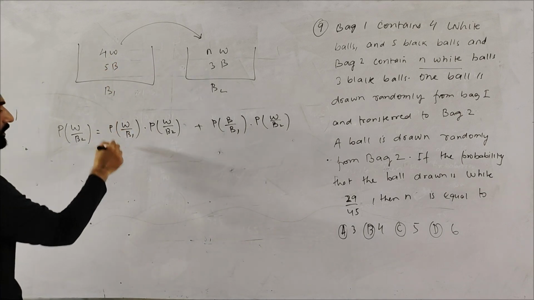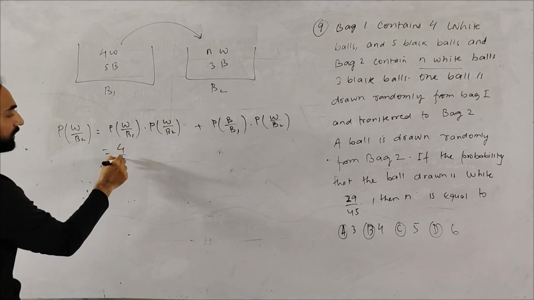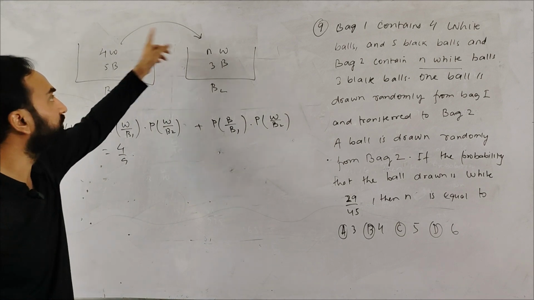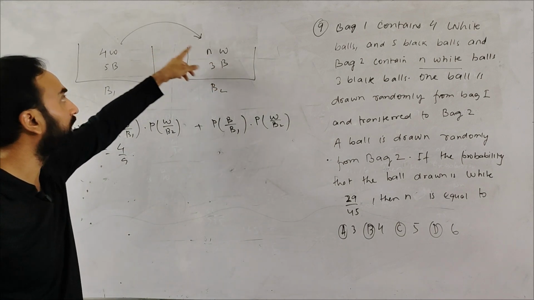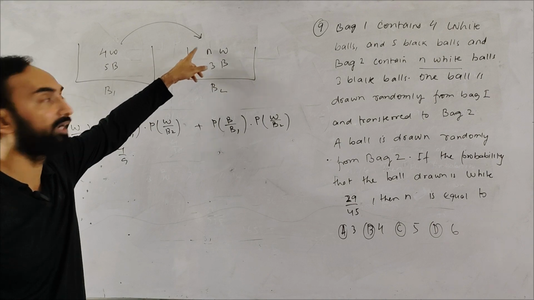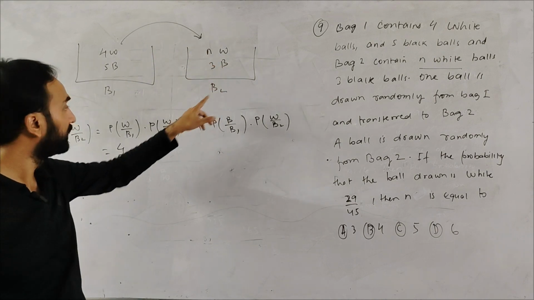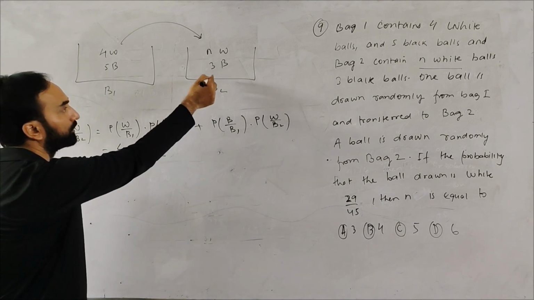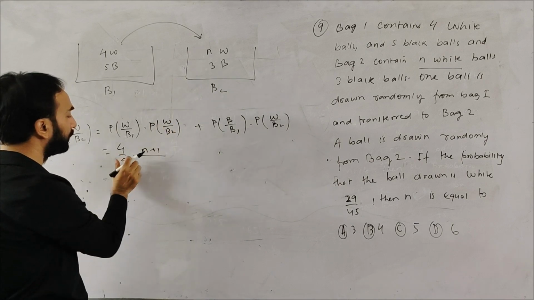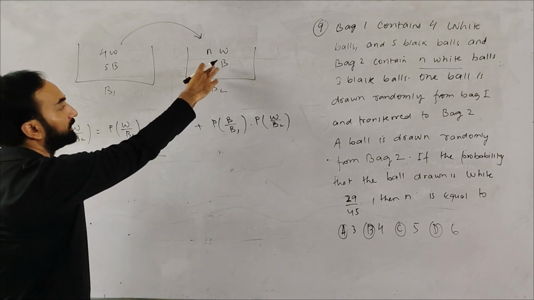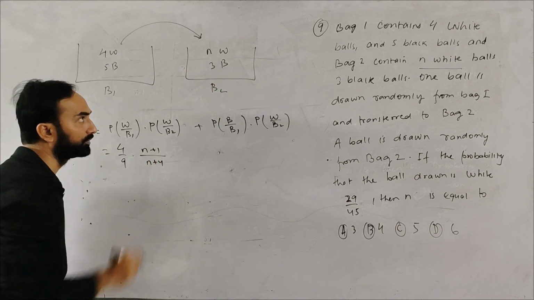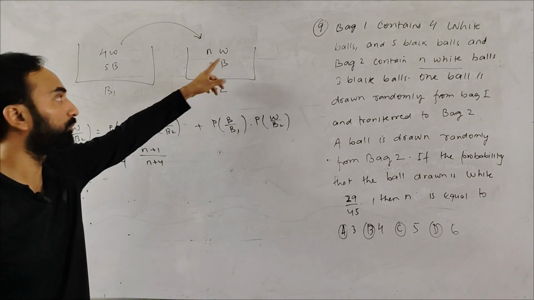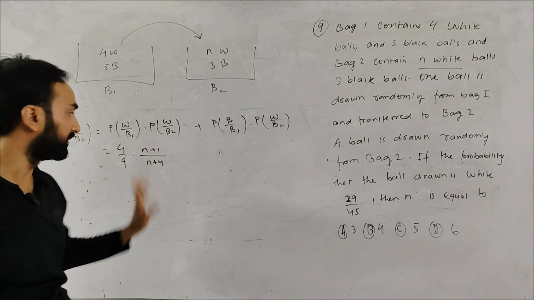What is the value here? It will become 4/9. If a white ball is transferred from bag 1 to bag 2, the white will become n plus 1, and the total number of balls will become n plus 4. So this will be n plus 1 over n plus 4. One ball is added, correct?